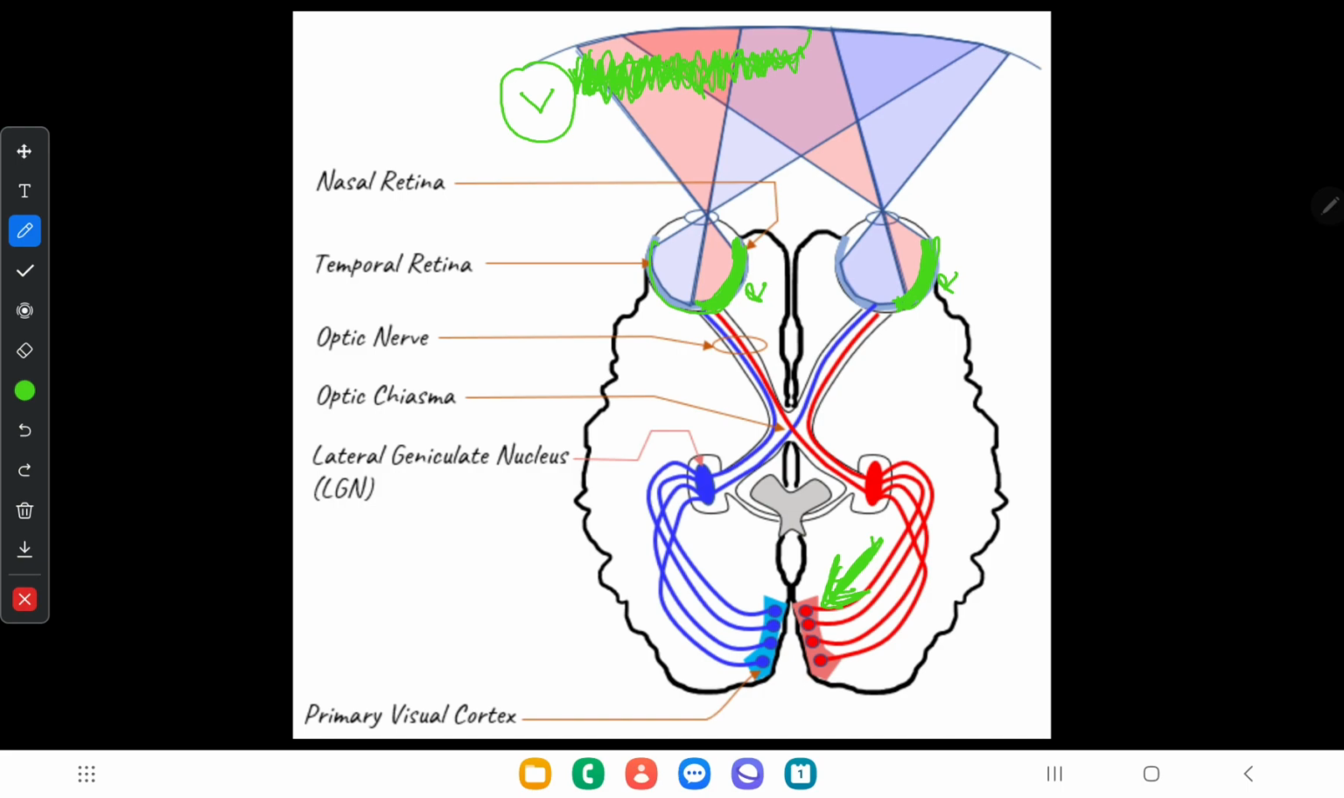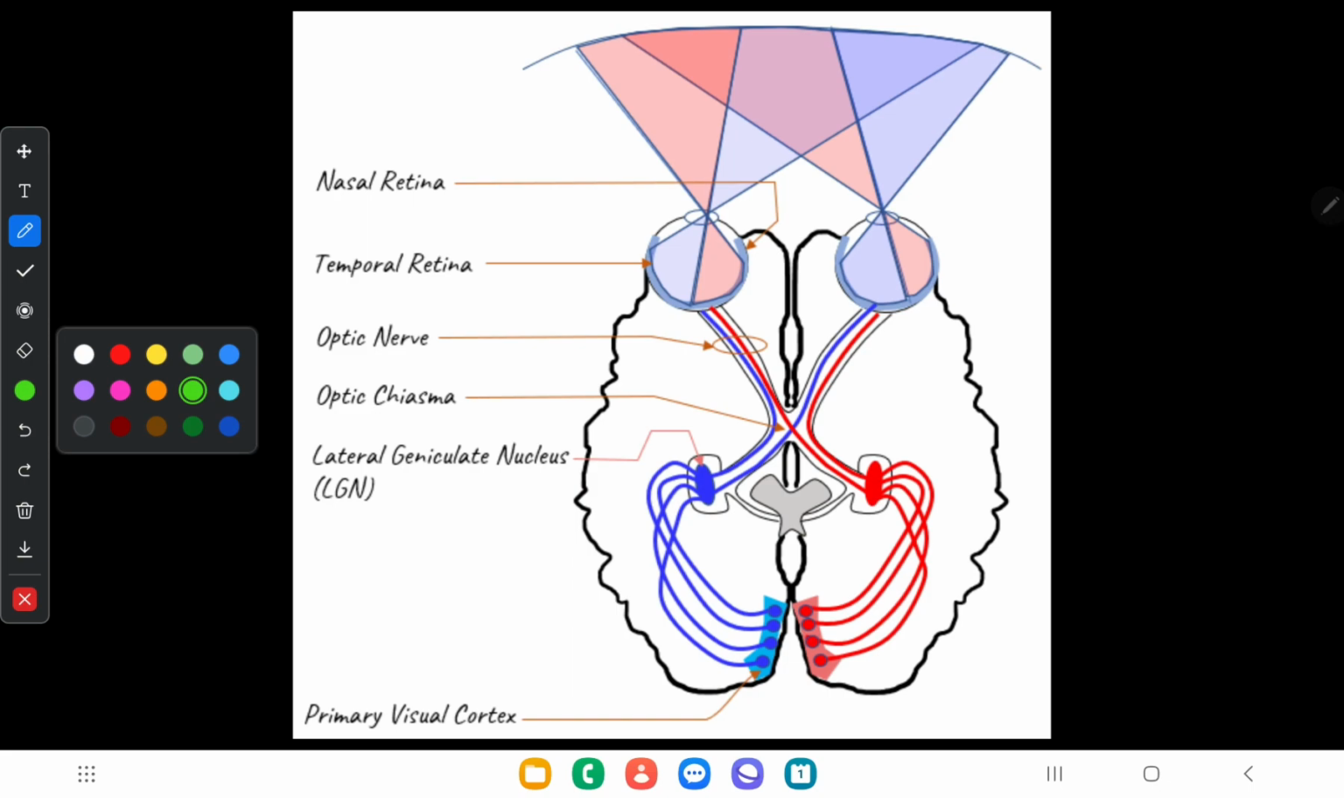But the visual field is the left visual field. Hope you are clear with these terms. The right visual cortex sees the left visual field. But the retinal fibers are coming from the right side of the left eye as well as the right side of the right eye.